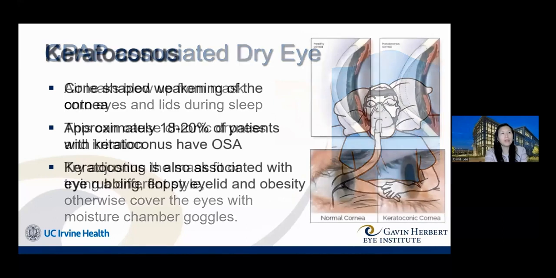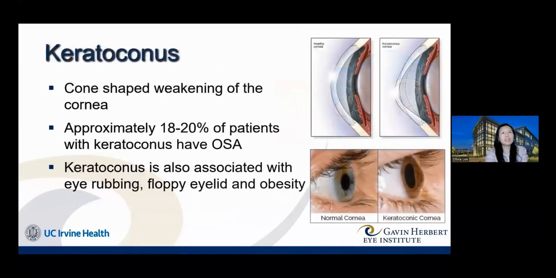The next condition I want to talk about is keratoconus. And the cone in keratoconus means that there's a cone-shaped weakening of the cornea that would normally be round. And as that weakening in the collagen tissue within the cornea progresses, you get a progressive change in the shape until that cornea becomes very cone-shaped.